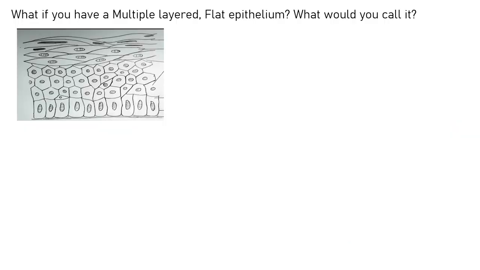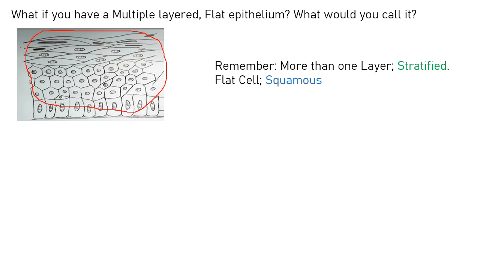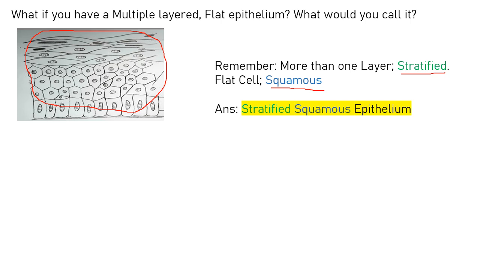Okay, so what if you have a multiple layered flat epithelium? So here we are talking about single layered flat epithelium. Now here we are having multiple layered flat epithelium. So as you can see from this diagram, we have multiple layers of epithelium, but multiple layers with flat epithelia on top there. So remember we said more than one layer, we called it stratified, and whenever you have flat cells we call it squamous. So meaning our answer to this is called stratified squamous epithelium.